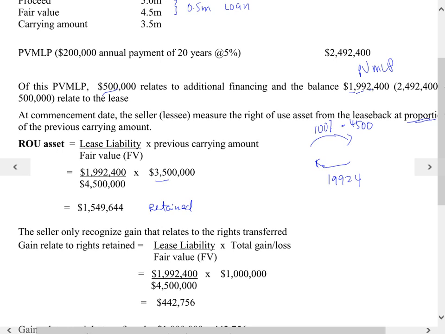I retain how many percent? 1992 divided by 4.5, so that was about 44%. So I retain 44%, which means the carrying value, the original amount in my book, is 35. And I retain 44%, so you take 44% times 35. This is the amount retained. Okay? It means I've sold how many percent? If this is 44%, I've sold about 56%.